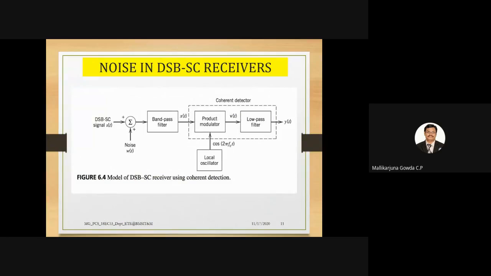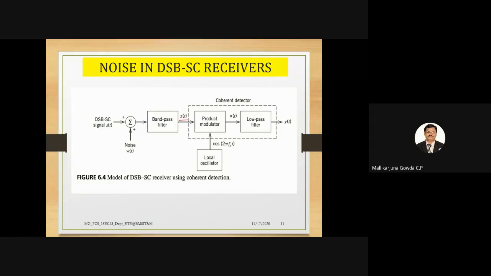This is the model of the double sideband suppressed carrier receiver using coherent detection. Already discussed this block diagram. The input to the receiver will be the DSBSC modulated signal, and noise will be added at the channel. At the receiver side, these two will be given to the bandpass filter. This bandpass filter will try to filter the noise, and it will try to amplify the received signal also, because it will be a very weak signal.